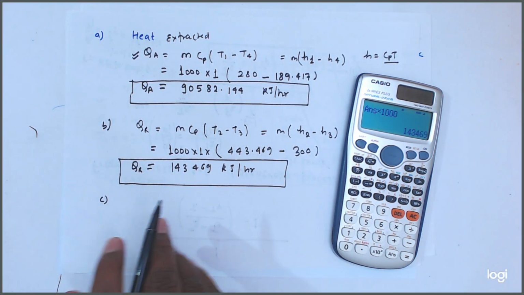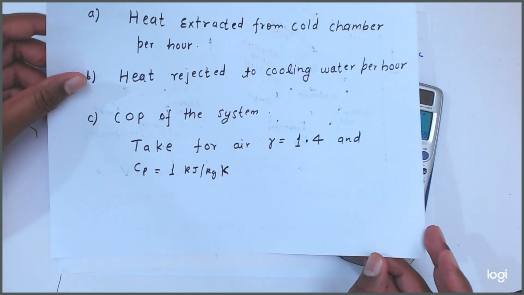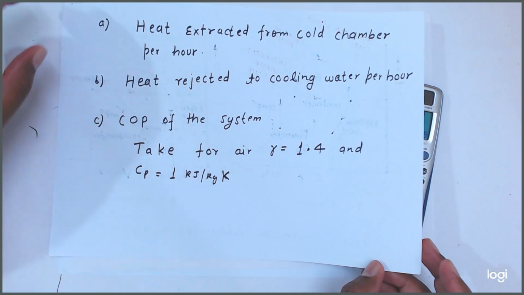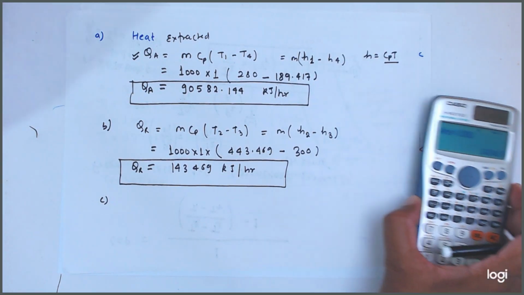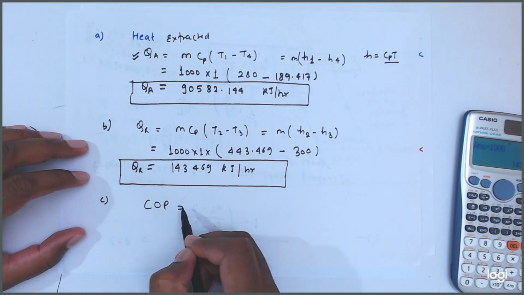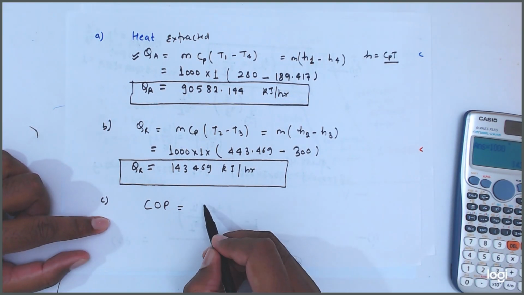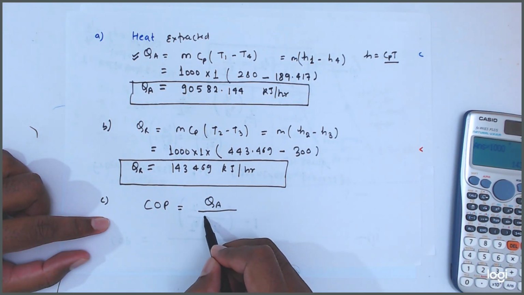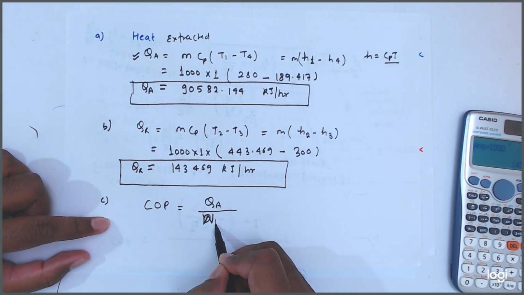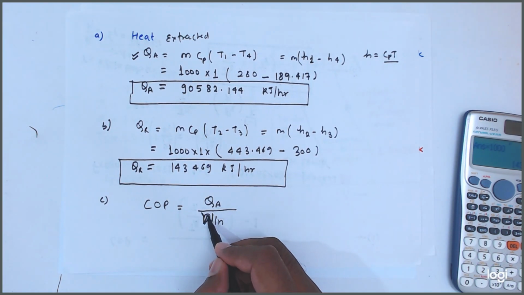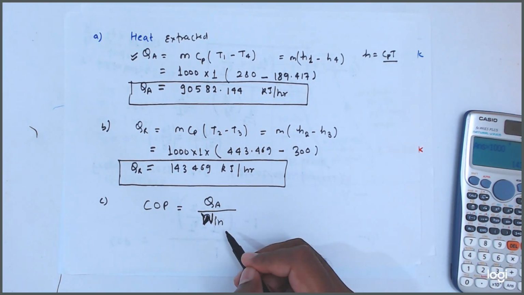Now what is the C part? C is the coefficient of performance of the system. Okay, coefficient of performance of the system, COP. We know that, friends, COP equal to heat absorbed upon what happened? Work input. Heat absorbed upon work input.